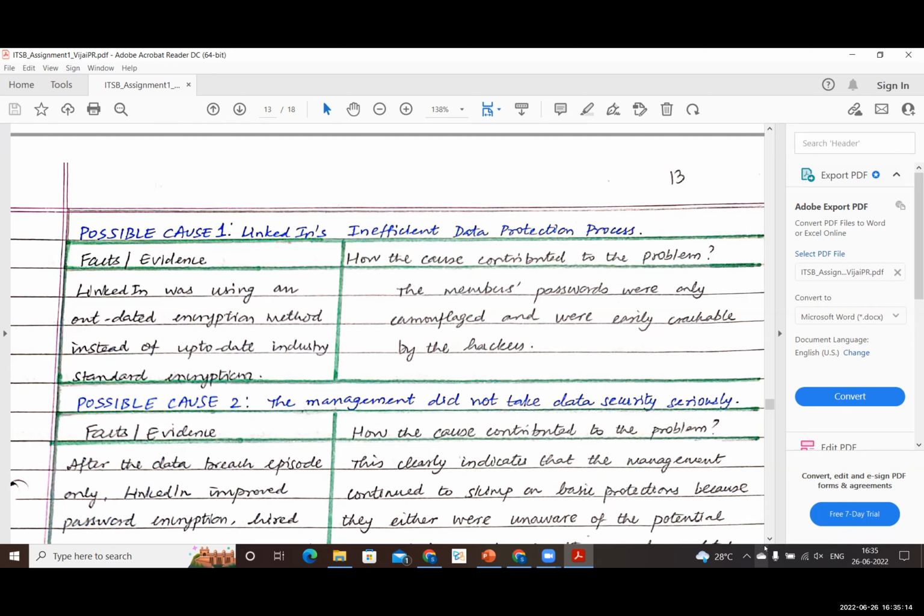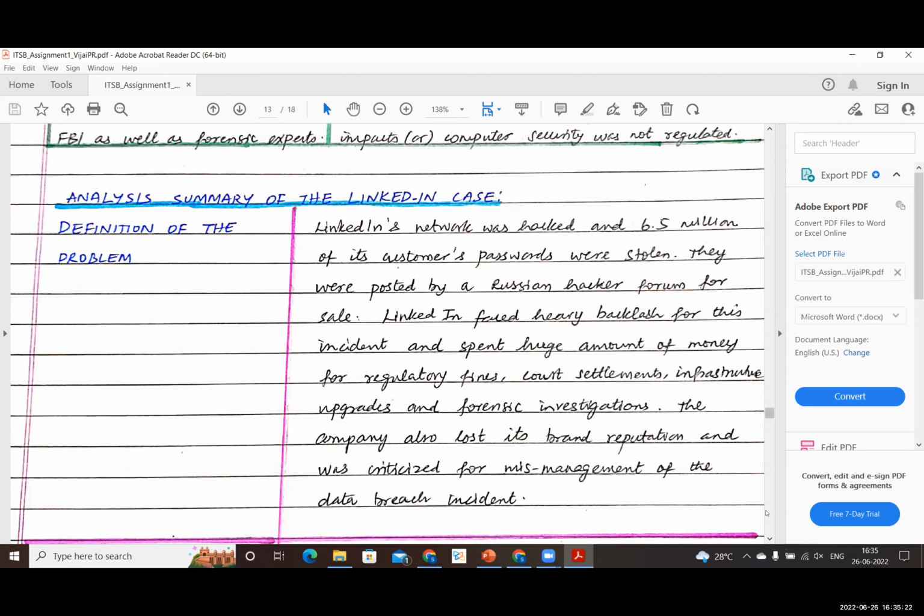And then after the data breach episode, LinkedIn improved the password encryption. Right? So this is how the evidence template works. I will try to share it with you. He is basically using the template itself. What is the definition of the problem with regard to evidence? What do you make out of it, and what is your conclusion about it?